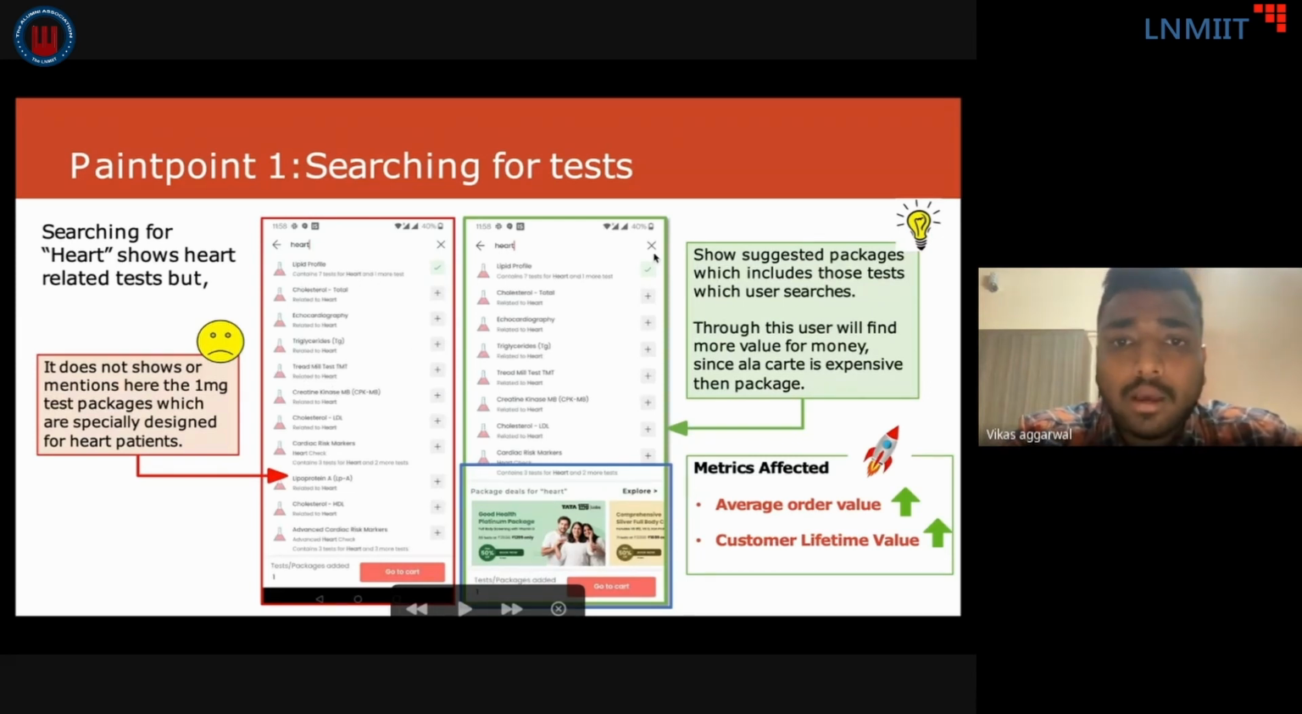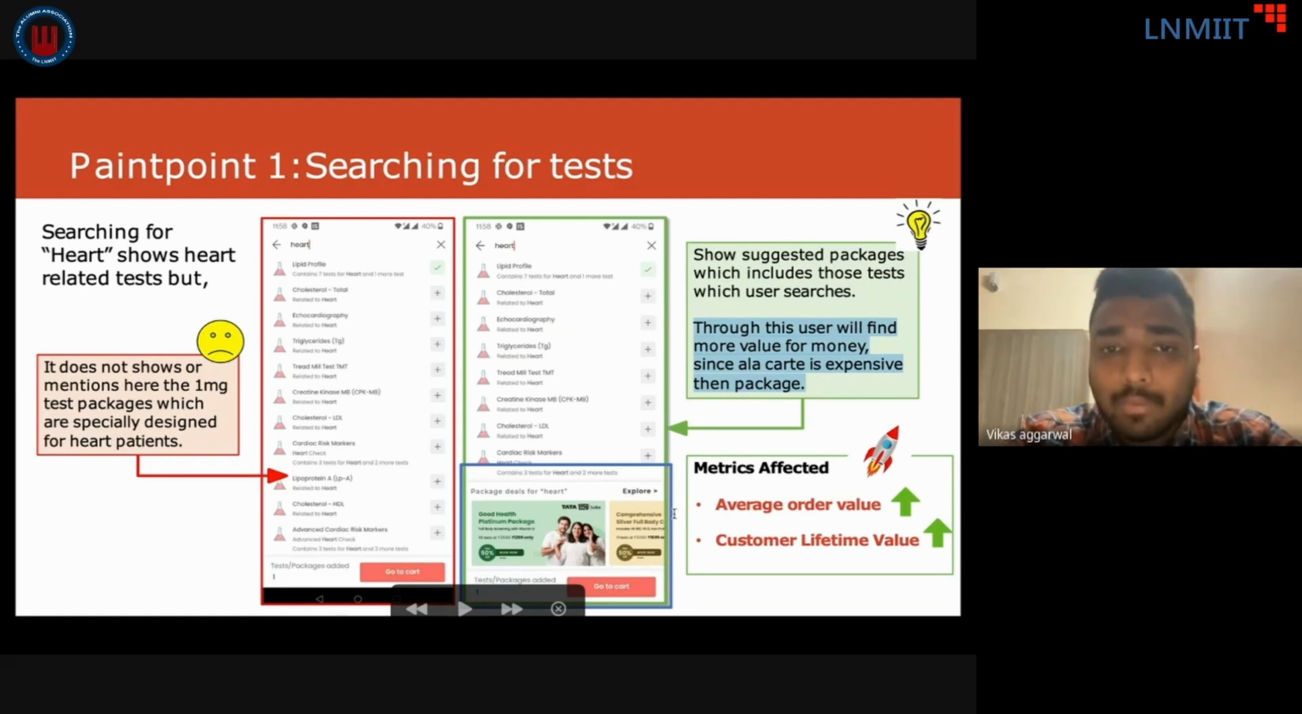ठीक है, अब इस वाले फीचर में देखो, एक तुम्हें लेफ्ट में दिख रहा होगा, एक तुम्हें राइट में दिख रहा होगा. अब राइट में जो चीज है वो है सजेस्टेड वन, show suggested packages which will include those tests which user searches. Through this user will find more value for the money since a la carte is expensive than a package. So are you able to understand this? मतलब इन दोनों में डिफरेंस क्या है. This is the existing one जो लेफ्ट में है रेड वाला, ग्रीन वाला जो है वो है प्रपोज्ड, मतलब बेसिकली I have proposed it कि क्या होना चाहिए इसमें.